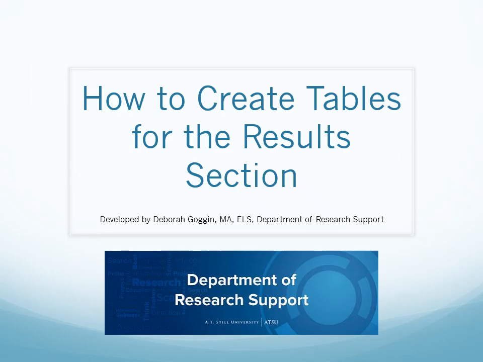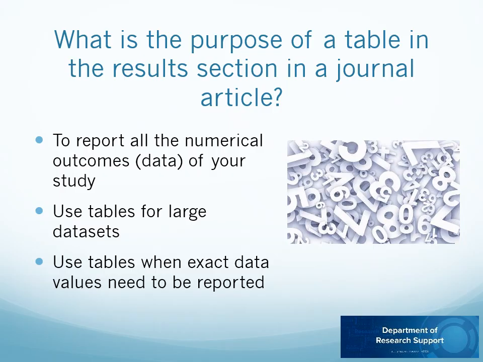Still University. In this presentation, I will explain how to create tables for the results section of a journal article. So what is the purpose of a table in the results section of a journal article? A table should be used to report the numerical data outcomes of your study. Tables are better to use than figures when you need to report large data sets or exact numerical outcomes.